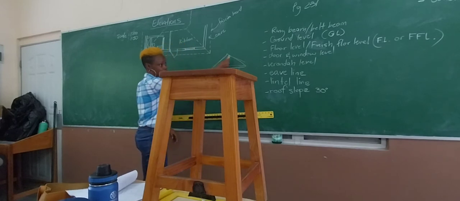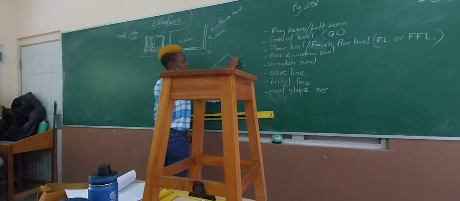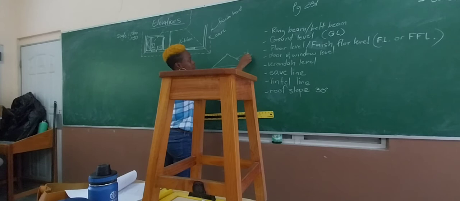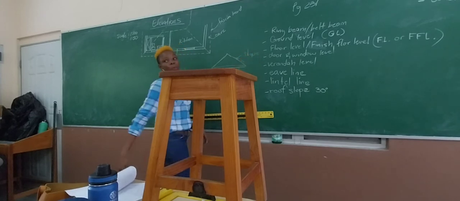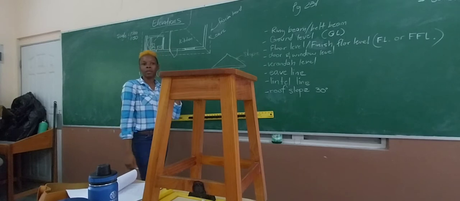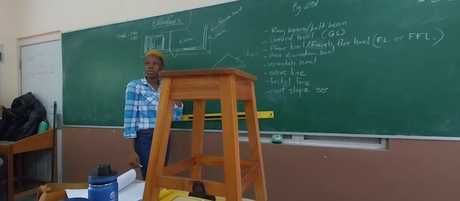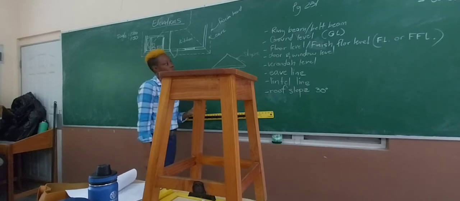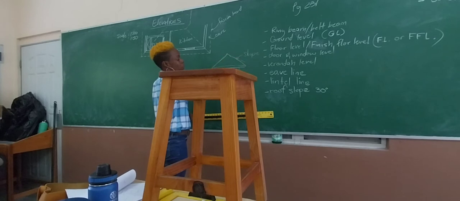Right, so anybody saw this? That slope? Right, so that's the slope of the roof. The slope of the roof can be any degree, 18 degrees, 22 degrees, 22 and a half, 30 degrees, etc., etc. Right, so you put this here will be the slope of the roof.